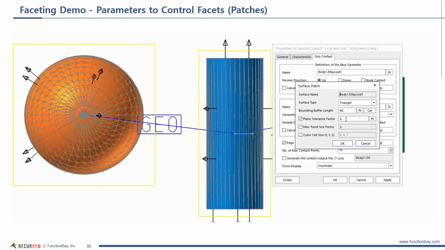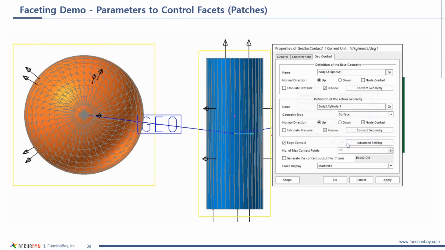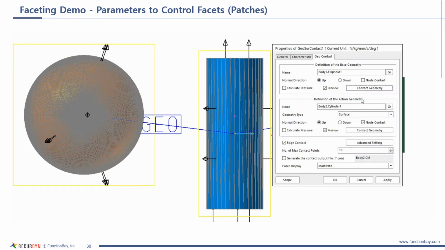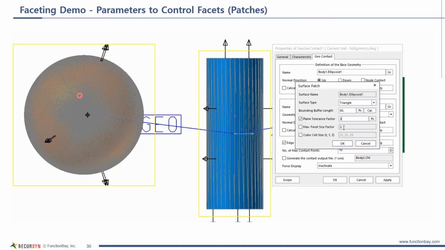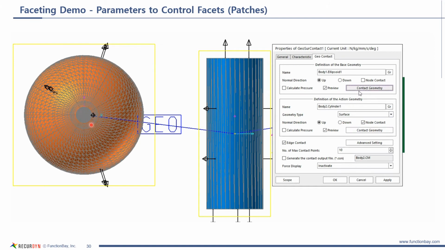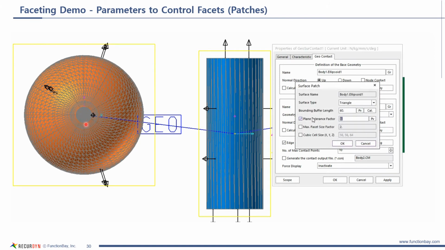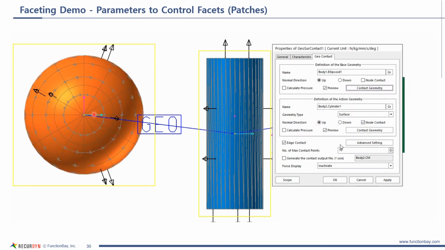Here is the demo video. For a sphere, you can see how plane tolerance factor works. 1 is used, then 3 is used, then 8 is used.